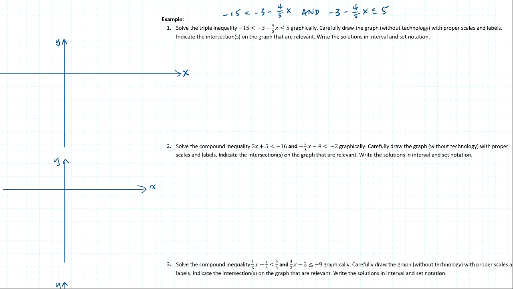And the first type of problem we're going to look at is how to solve this kind of inequality graphically. And in order to solve it graphically, the first thing we want to do is to carefully draw the graph. And in this section, we're going to focus on drawing linear equations by hand without any technology. And that really trains us to go over the knowledge on how to properly scale the axes and label everything. And in order to solve the inequality, we're going to try to find where the intersections are on the graph that would be helpful for us to find the solution. And lastly, to answer the question, we're going to write the solution in interval and set notation.